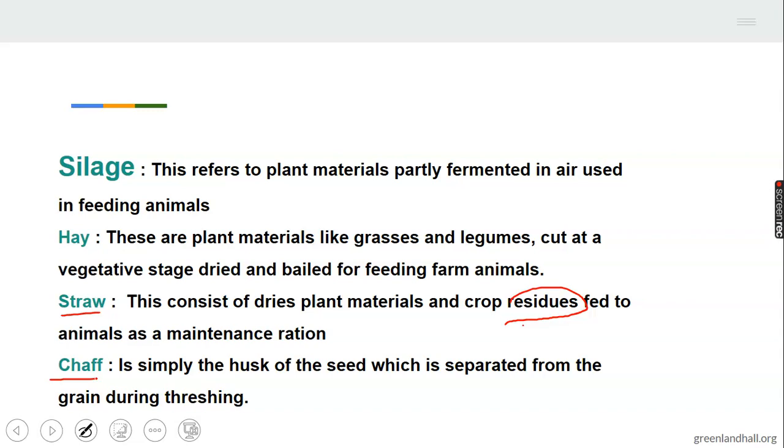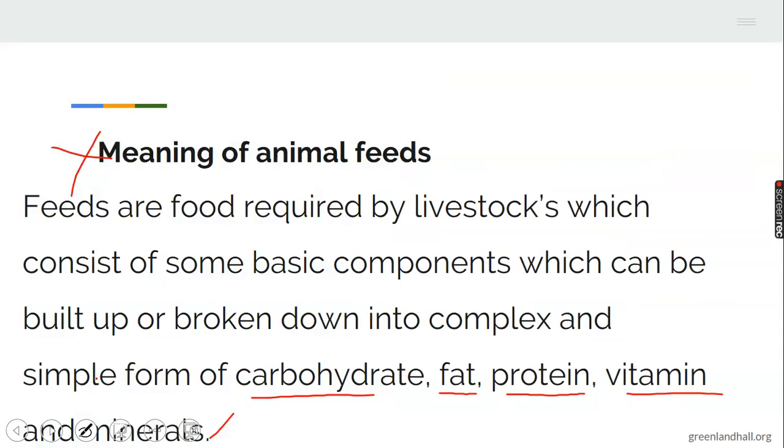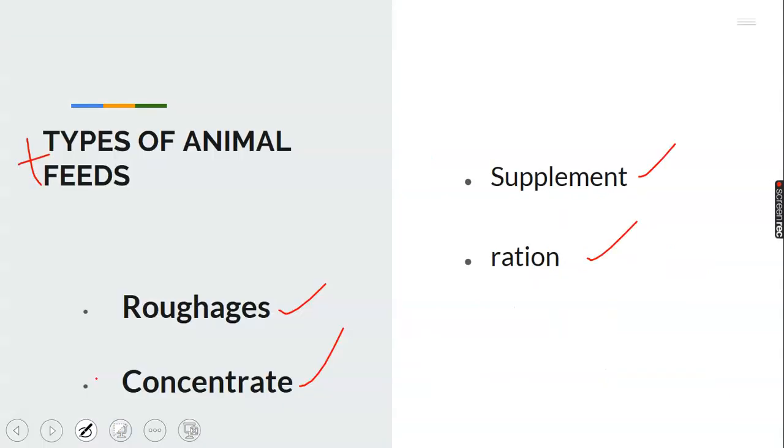Is that taken? Let's take note of where we started from. Very important. The definition of animal feeds is food required by livestock that consists of some basic components that can be built up or broken down into complex and simple forms of carbohydrate, fat, protein, vitamin, and minerals. The definition is very important. Take note of that. We have mentioned types of animal feeds, which include roughages, concentrate, supplement, and ration.